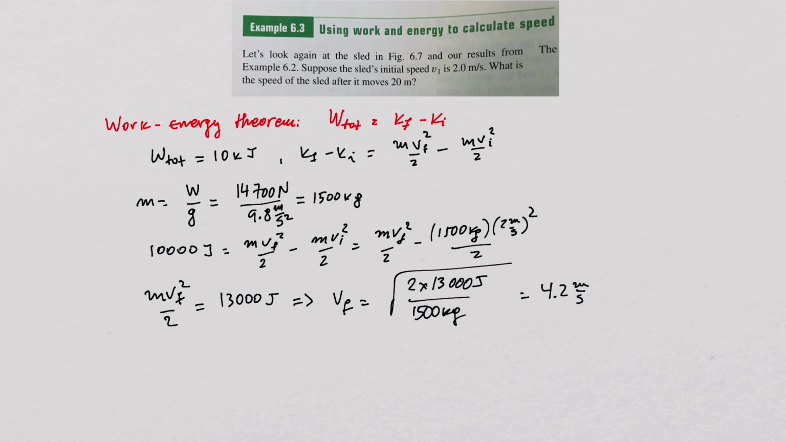This problem can also be solved using kinematics only, by using the relationship v squared is equal to v0 squared plus 2 times a delta x. This can be used because we know the initial velocity. We can calculate the acceleration by using Newton's second law, since we know the net force acting on the sled and the mass, and the displacement we also know.